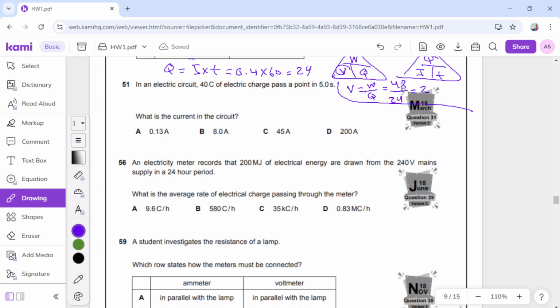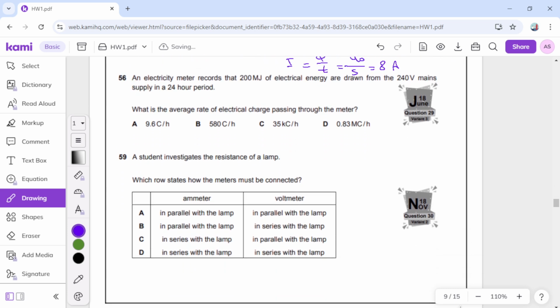In an electric circuit, we have a charge equal to 40 coulomb pass a point, and this is the time, 5 seconds. Repeat after me: current equals Q over T. So this is 40 over 5 equals 8 amps. So the answer is 8.